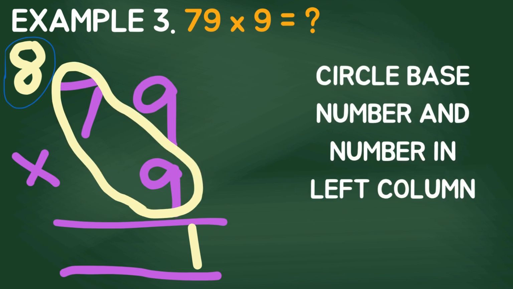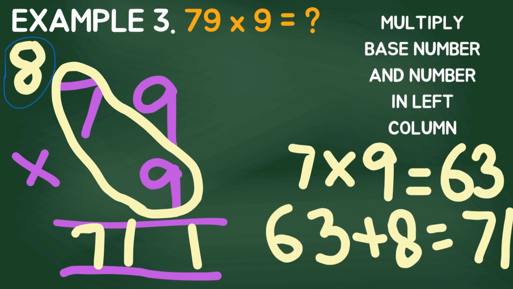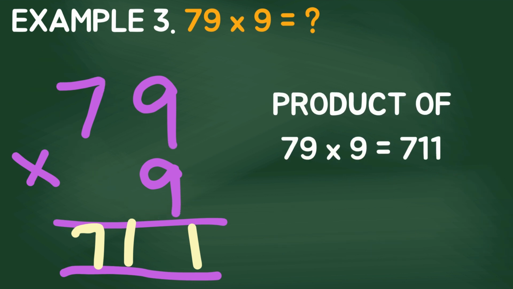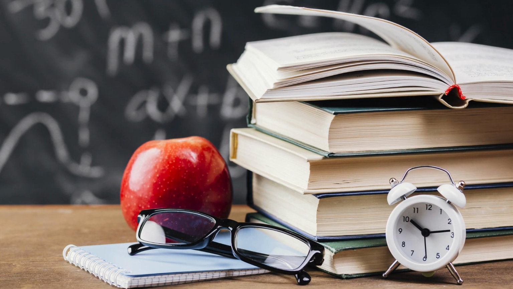Circle base number and top left column number. Then multiply. 9 multiplied by 7 is 63. We have 8 as the carryover. 63 plus 8 is equal to 71. Let's write it down. Product of 79 and 9 is 711. Hope you all learned to multiply two digits by one digit.